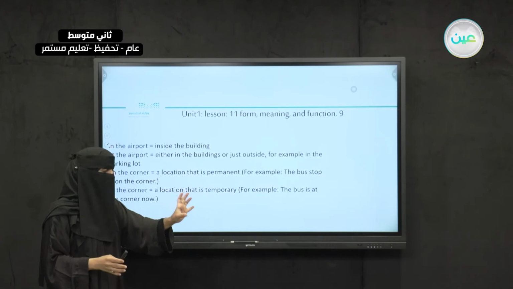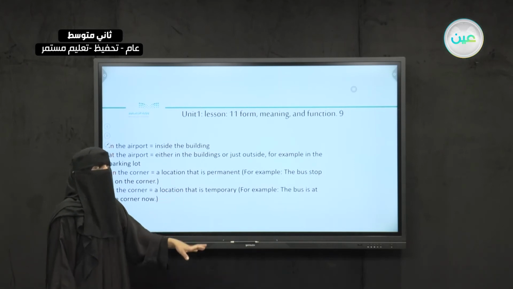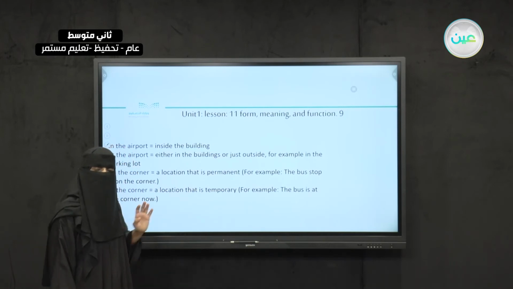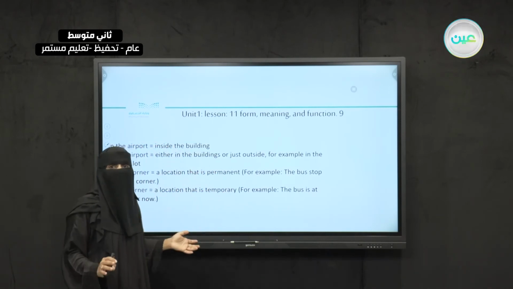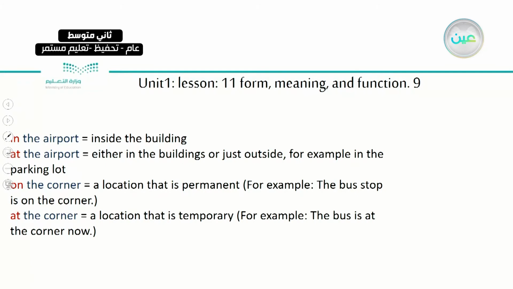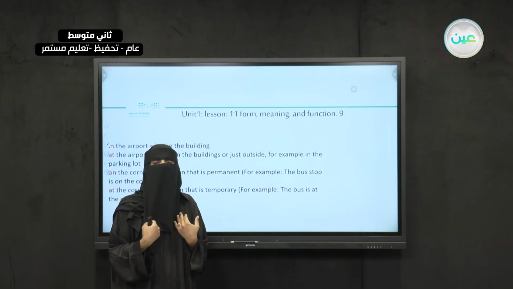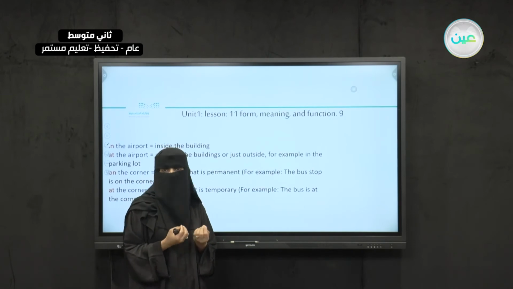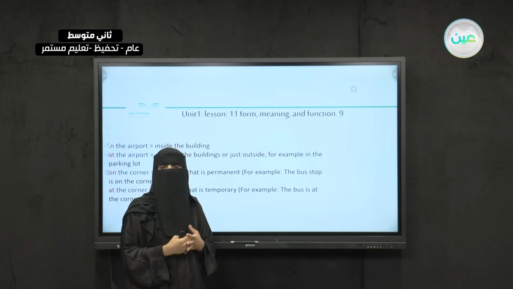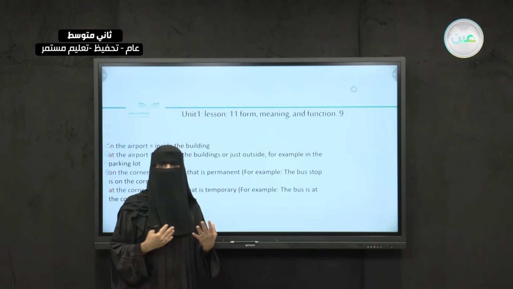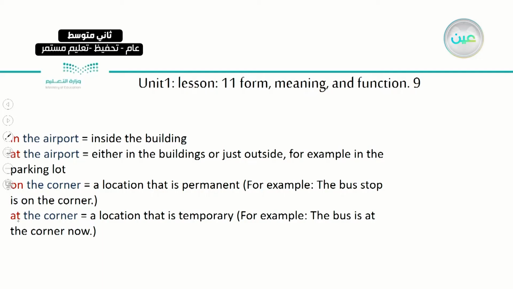You have an object, it's there, you can't change it. Like for example, the library, you can find it on the street corner. That means we can't change the building. We can't remove it and put it somewhere else, okay? It's permanent, okay? At the corner, a location that is temporary. When it's temporary, like I'm standing at the street corner, I can't stay there forever. It's temporary. It's just for a moment until maybe I cross the street, maybe I drive the car or take the bus, okay?